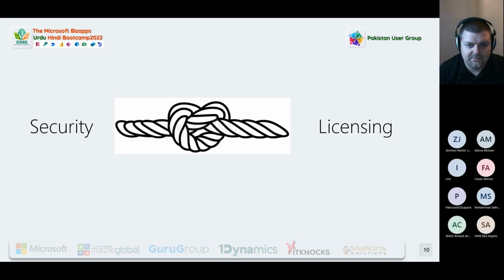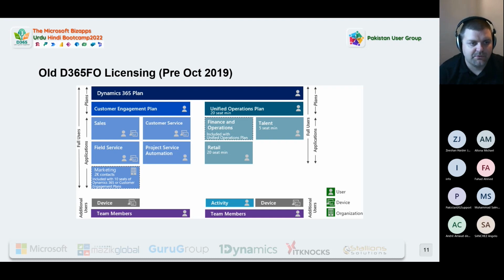So if we look at the licensing model within F&O, there's a couple different options here. I'm going to first show the original licensing that occurred within F&O, all the way up until October 2019, and then we'll look at the new licensing model. So if you purchased prior to October 2019, you probably had something like this available to you when you went to buy your licenses from either Microsoft or your partner or whoever.